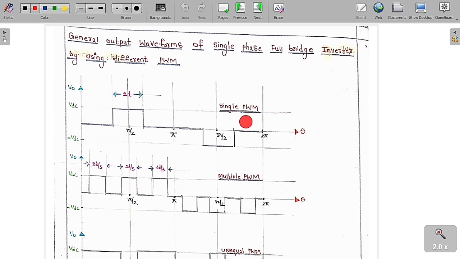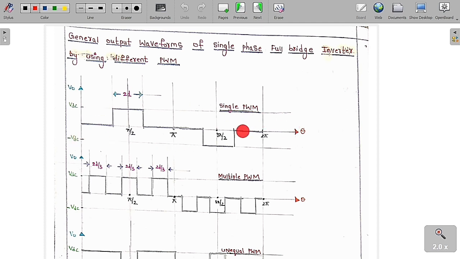So if you use the single pulse width modulation technique, then the output of the single phase full bridge inverter we are going to get in this format. There is a pulse width of 2D, with a peak value of VDC, and similarly here it is minus VDC, with a pulse width of 2D here also. We can see from 0 to pi there is only one pulse. That is the reason we call it single pulse width modulation.